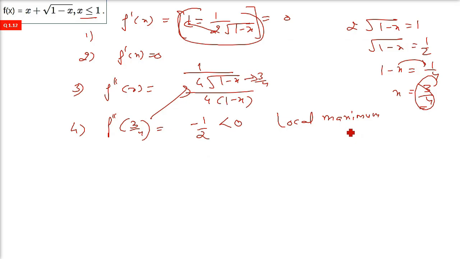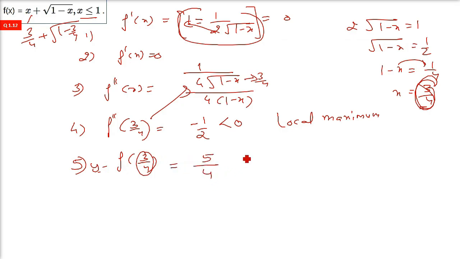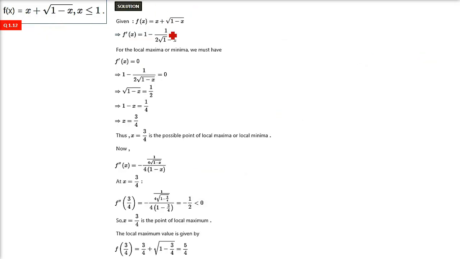This is the fourth step, but the third and fourth can be bypassed if you are not asked about local maxima or minima. But once you are aware of the critical point, you have to find out the value of the function at the critical point. And this is by y equals to fx. Replace x by 3 by 4 in x plus under root 1 minus x, which I have done. It will be 5 by 4. This is the step-by-step solution of what I have just explained.